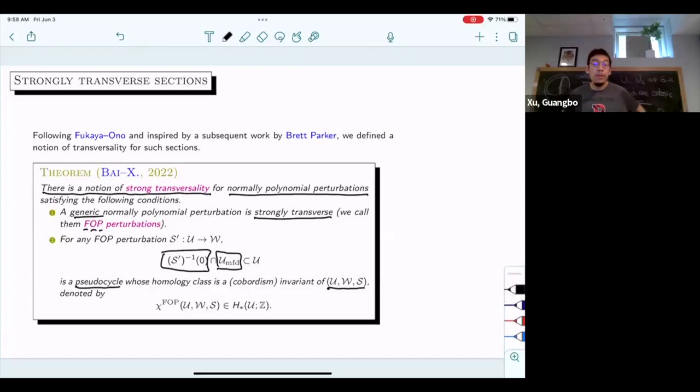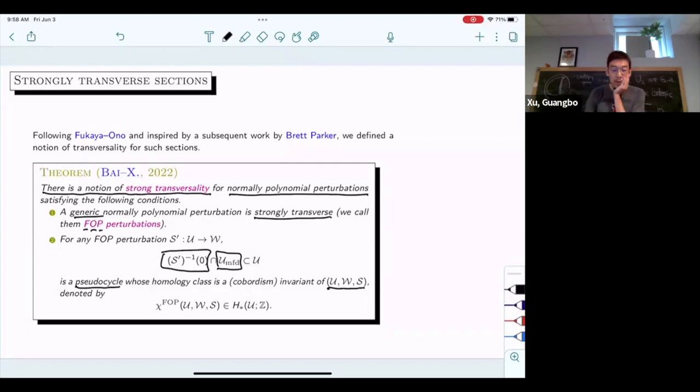Okay, but essentially, from any normally polynomial perturbation, you can produce some additional map, whose construction is complicated, and that map is transverse in the ordinary sense to something. That's the definition of strong transversality. From this section you produce some other map, and that associated map is transverse to some object in some different space.